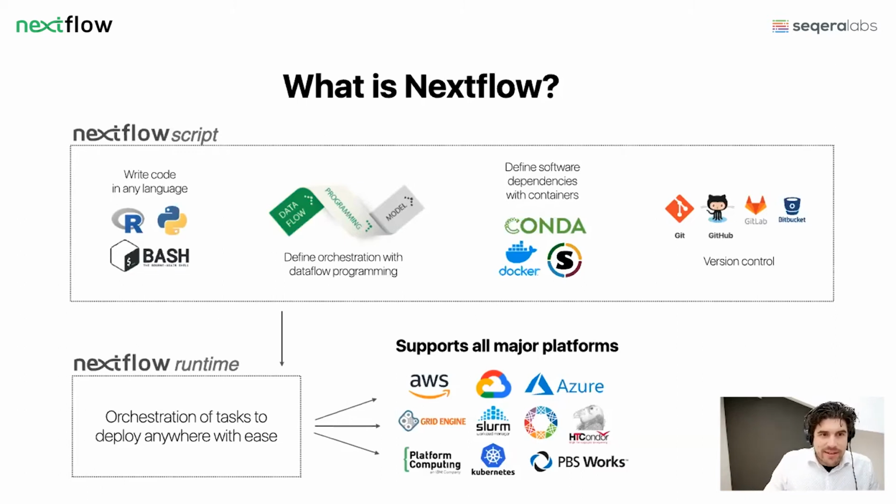And then you define the dependencies with containers, and then wrap all of that inside of a Git repository. And once you have the definition of your pipeline as a Git repository, then you can run it on any of the different platforms here. So we support all the major cloud providers, as well as things like Slurm and LSF, Grid Engine, Kubernetes, and all of these kinds of execution.